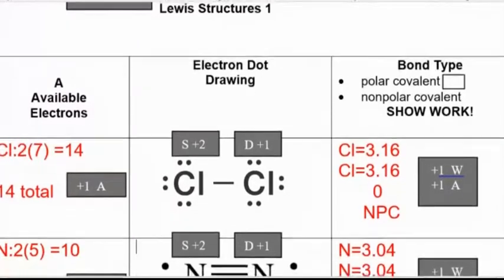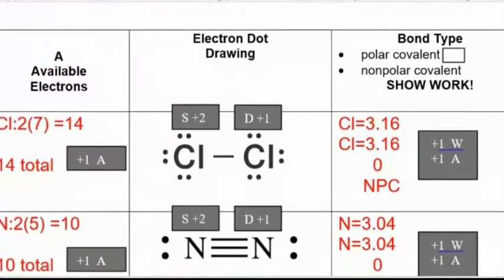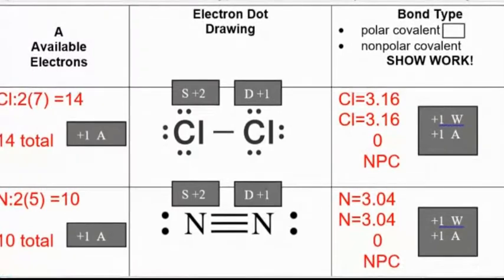Moving on to the next one, which is N2. Here we have 10 total available electrons. When you distribute these electrons, you notice that neither N is happy, and so what you have to do is make multiple bonds. So it's 2 points for the structure. You should have a triple bond between the two N's, and then 1 lone pair on each end. It doesn't matter if they're on the top, bottom, or sides, okay? When you do the work for the polarity, it is nonpolar covalent, and you do not draw a dipole.